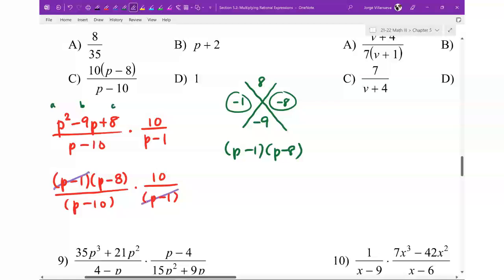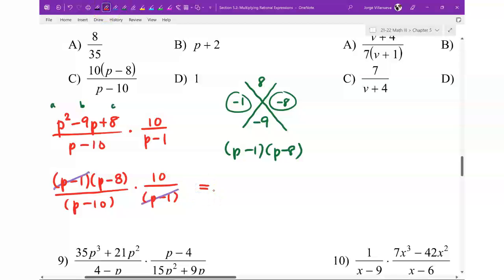Is there anything else I can cancel? Like you might want to say the 10s, but can I cancel the 10 on the bottom left? No, because it's part of an expression. I have to get rid of p minus 10, not just the 10. So I'm done. This problem is finished.